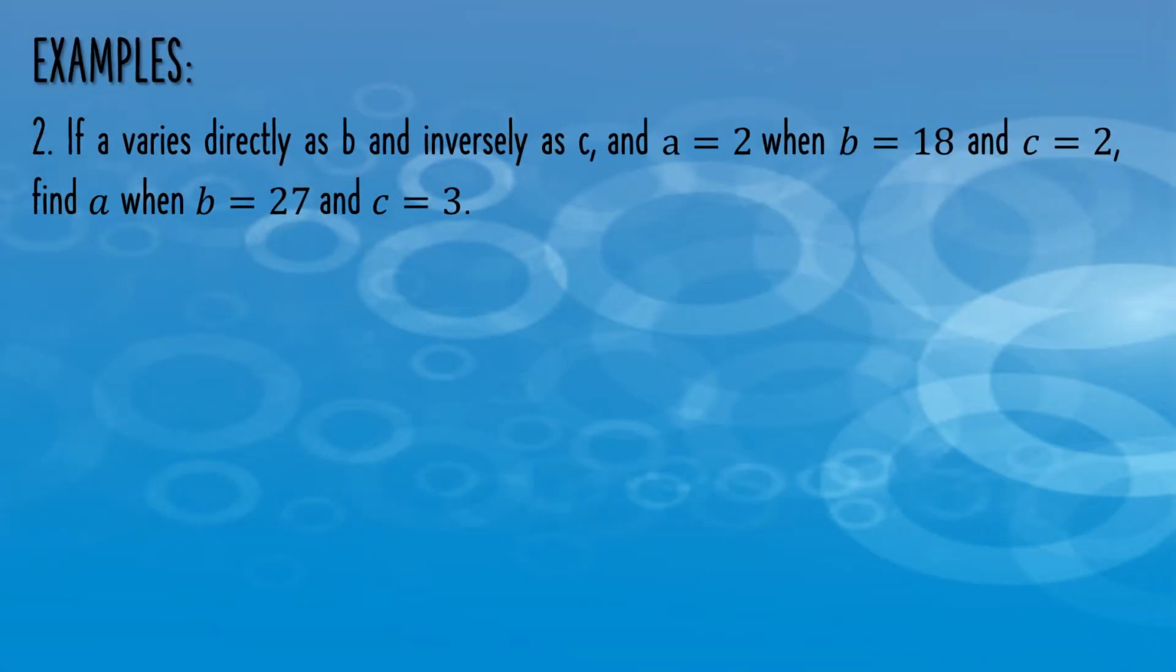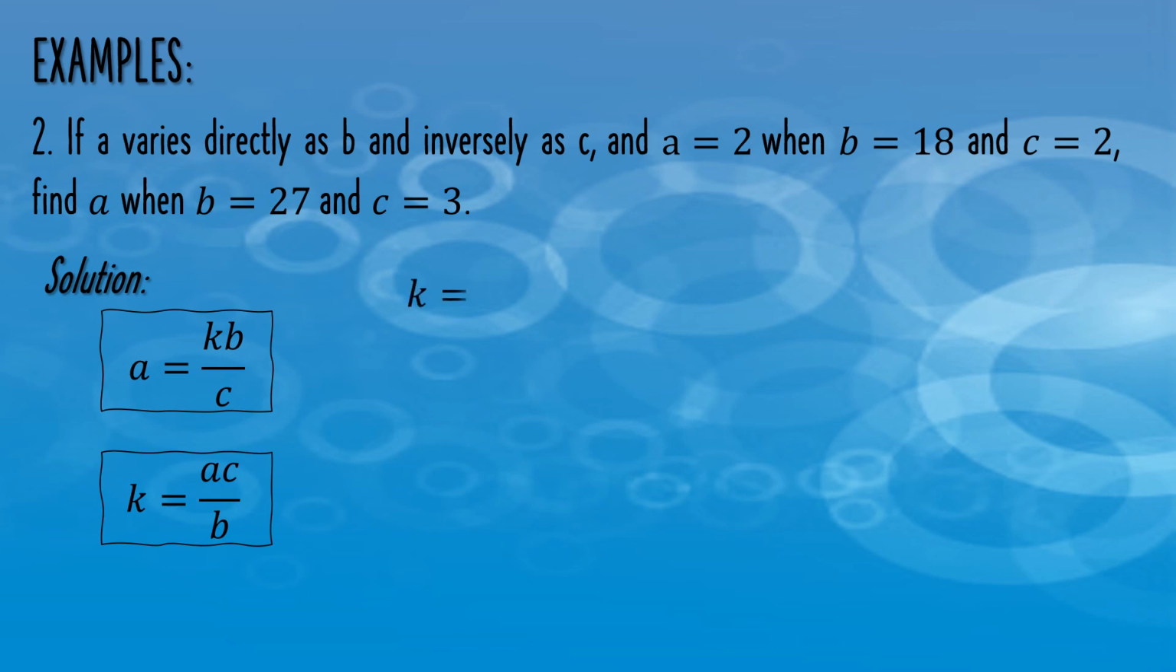Another example, if A varies directly as B and inversely as C, and A equals 2 when B equals 18 and C equals 2, find A when B equals 27 and C equals 3. So for the solution, let us use the two formulas. First is to find the value of constant of variation. So meron tayong mga values ng A, B, and C. So let us substitute. That will become 2 times 2 over 18. And then 2 times 2 is 4 over 18.